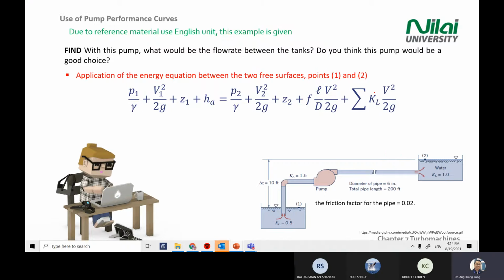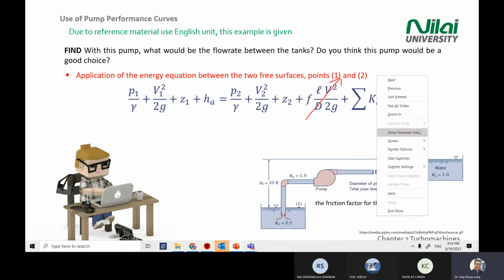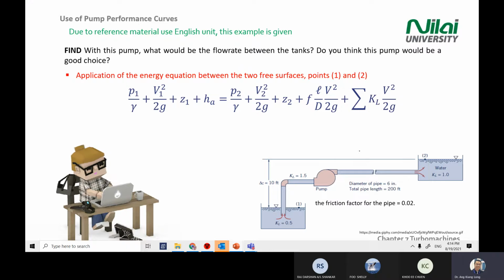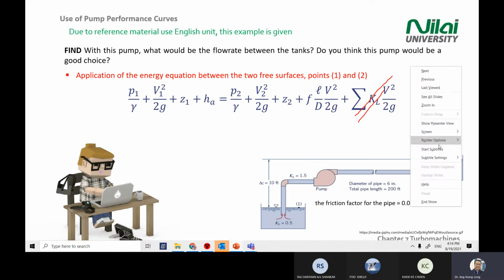When it comes to the final exam, some questions ask you to ignore major losses. So you just write out this equation, cancel this component and continue with the calculation, right? And so on. If the question asks you to ignore minor losses, then you ignore this one, continue the calculation, and so on.